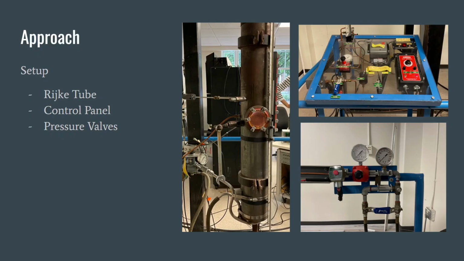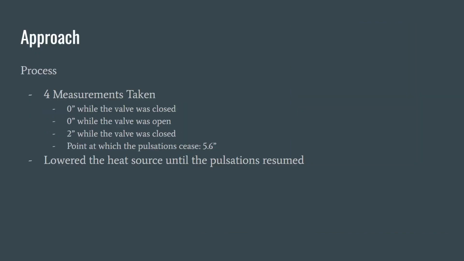After setting up the experiment, we initially took measurements at the base positions of 0 inches up the tube with the valve both open and closed. Opening the valve causes the flame to become much larger and less efficient, ceasing the pulsations and the sound that is normally associated with a Rijke tube. But when the valve is closed, the sound resumes and the flow rate through the tube was increased, decreasing the flame size, making the burn more efficient and resuming the pulsations.